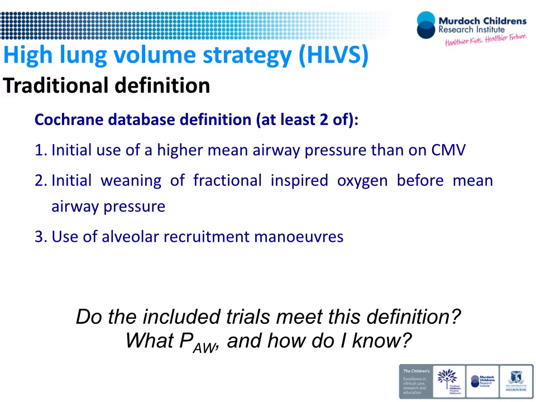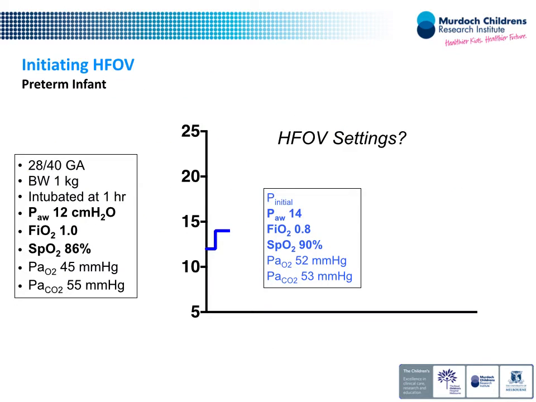And then you can use an alveolar recruitment strategy. These were rarely used in most of the trials. But this definition doesn't tell us absolutely what mean airway pressure to use. So we'll come back to our baby, where we have, by definition, conformed so far with the Cochrane requirement for a high lung volume strategy. But we're not really in.